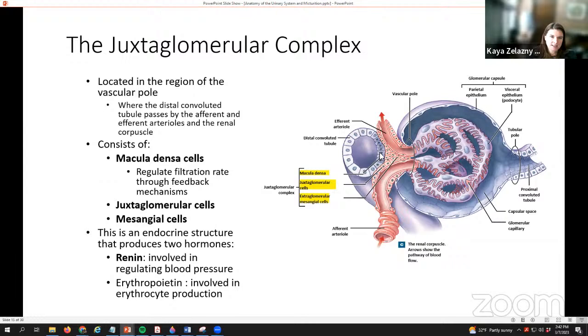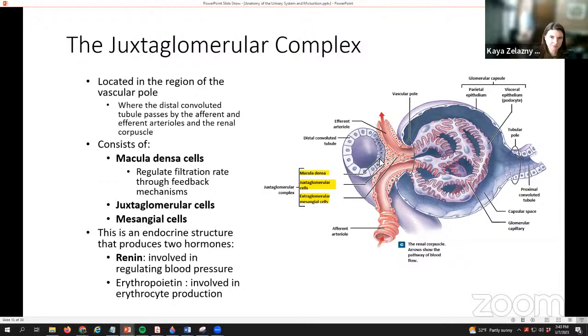So you can see here the macula densa cells, part of the distal convoluted tubule, right? But they're right next to the arterioles coming in and going out of the renal corpuscle, okay? So these macula densa cells are going to help us regulate the filtration rate. So we're going to see some feedback mechanisms. So we're going to be able to essentially influence how much blood flow, what this renal corpuscle is doing based on what we see in the filtrate, aka the eventual urine, at the end of the nephron. Okay. So that's the macula densa cells.